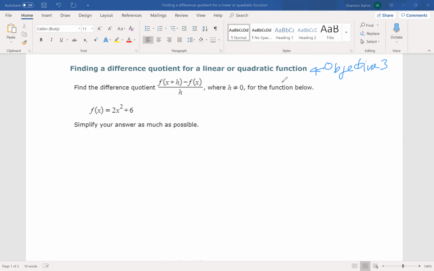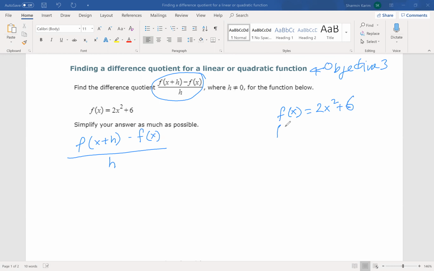So find the difference quotient. We are looking for this expression for the given function f of x equals 2x squared plus 6. So we are looking for f of x plus h minus f of x over h. Let's do it step by step. So f of x is given, 2x squared plus 6. Now if I calculate f of x plus h, x will be replaced with x plus h.